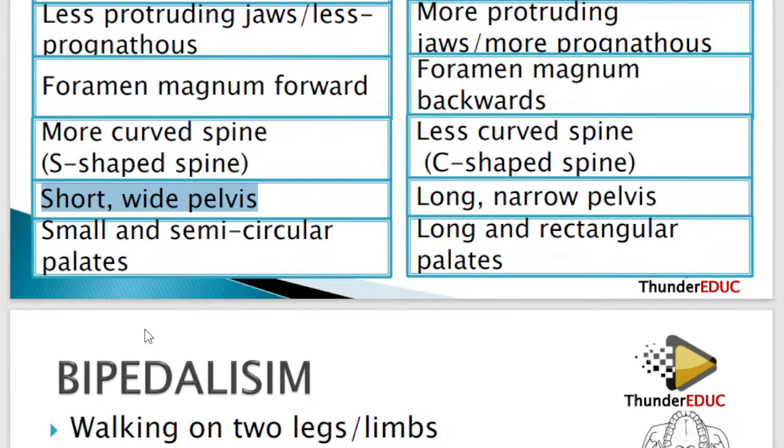So if you are short and wider, lucky you. Then we are saying that you have a small and semicircular pelvis. I will show you how they are semicircular, the pelvis where the teeth are going. I showed you, they're semicircular. It's like a C-shape, while the other primates are long and narrow, rectangular.